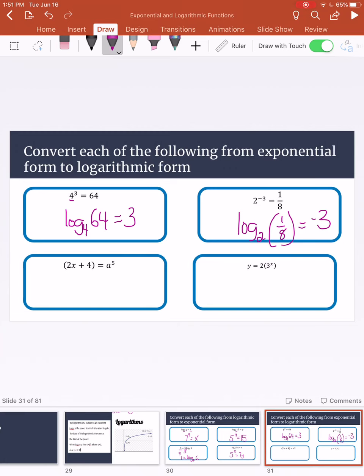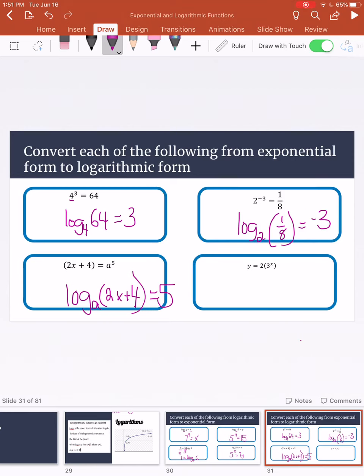And then my next one, log, my base this time is a. Apparently I can't write log. Let me try that again. So I have log, my base is a, my argument would actually be 2x plus 4, so I'm going to use brackets just to show that that whole expression is part of the argument of the logarithm, and it equals my exponent, which is 5.